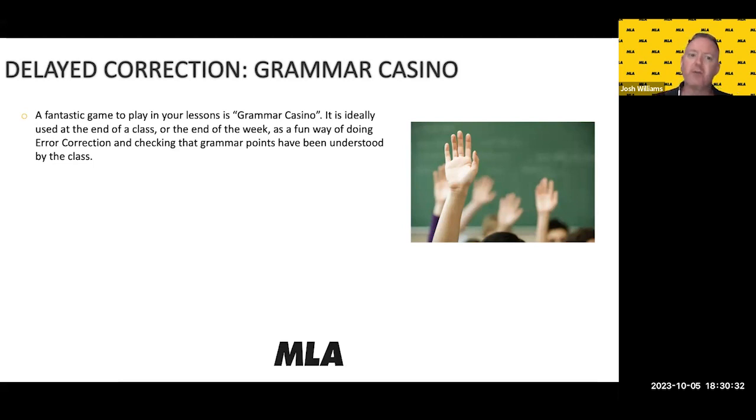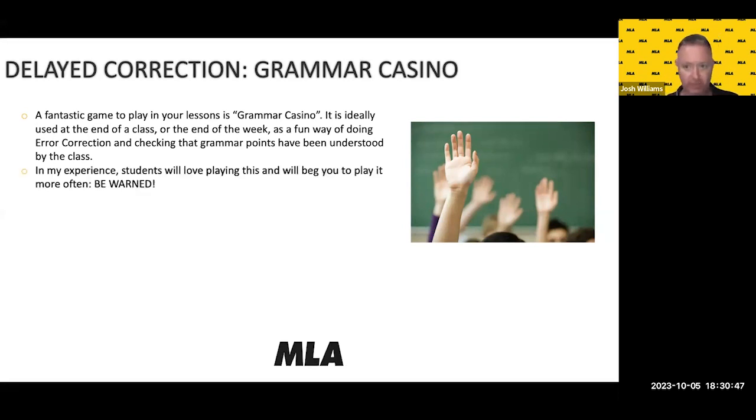It's grammar casino. It's often really good at the end of the class, or at the end of the week, or at the end of a course. A fun way of doing error correction, checking that the grammar points have been understood by the class. To be honest, not only grammar points, it can be spelling and things like that as well, punctuation too.